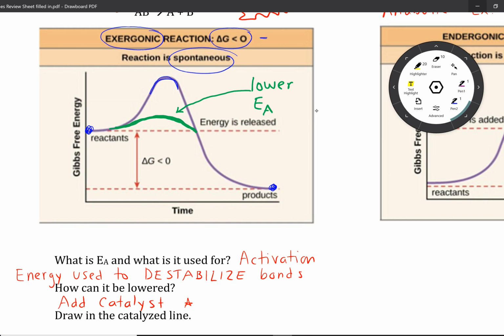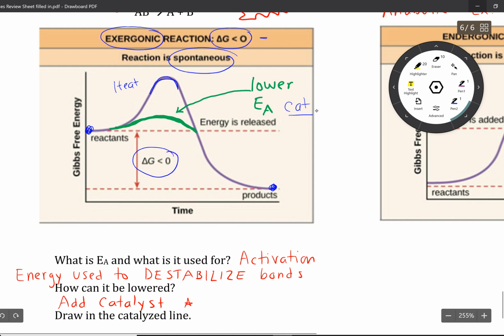Now, in our bodies, heat is enough to do so. But in the event that heat is not available, or you just want to make things quicker, you can lower your activation energy with the help of a catalyst. If you notice this green line here, you did not change the energy of your reactants, you did not change the energy of your products, and you did not change your overall G. You just made it faster.